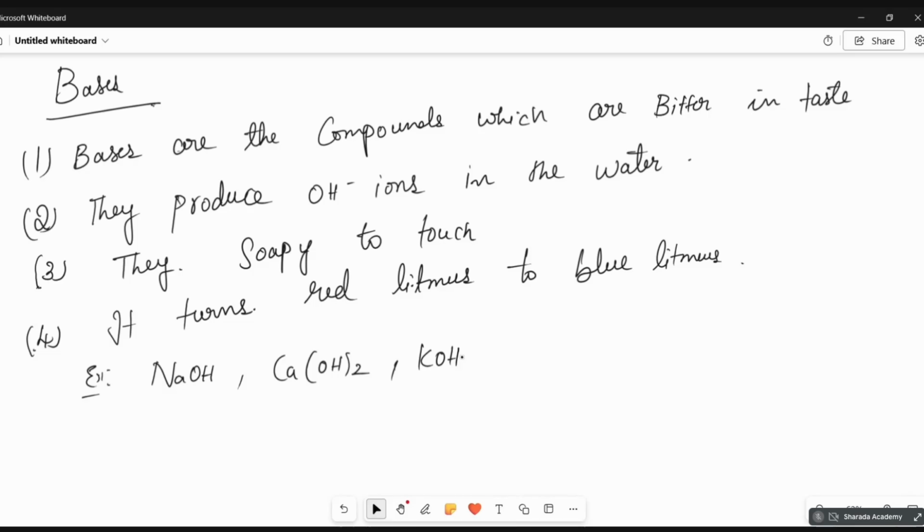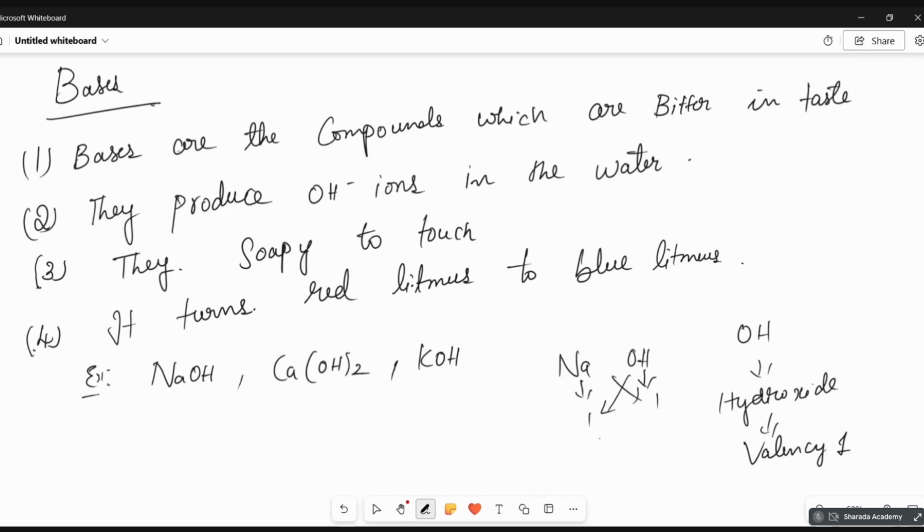OH is the hydroxide group. Wherever it comes, it is hydroxide, and its valency is 1. So how is NaOH formed? Sodium valency 1, OH group valency 1. Cross multiply, you will get NaOH. Calcium hydroxide: calcium valency 2, OH group valency 1. Cross multiply, 1 calcium reacts with 2 OH groups. That is why it is Ca(OH)2.